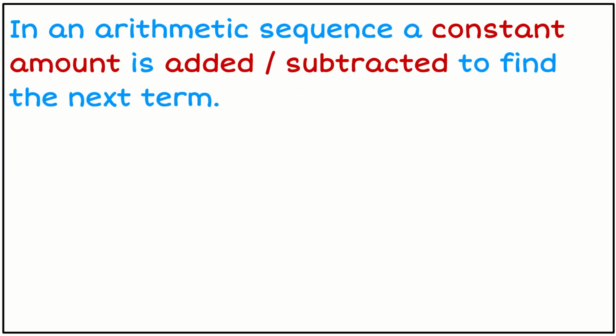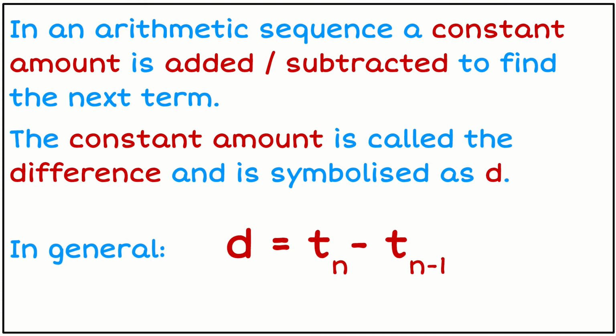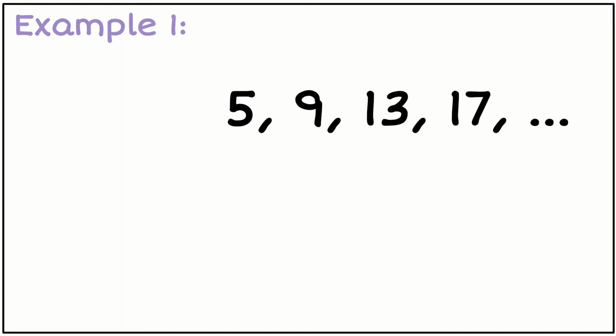When we've got an arithmetic or linear sequence, there's a constant amount that is being added or subtracted to find the next term. That constant amount is called the difference, and we use the letter D to symbolize that. Generally, to find it, you take a term minus its previous term, and that difference between them is your D. So let's have a look at some examples here.